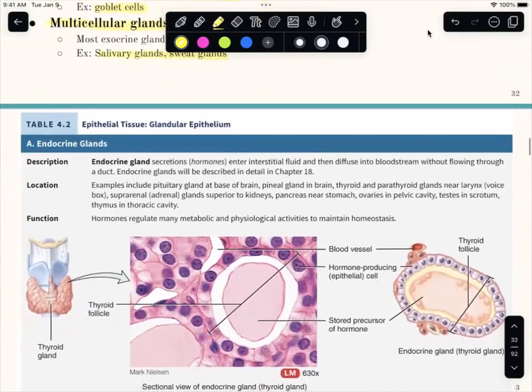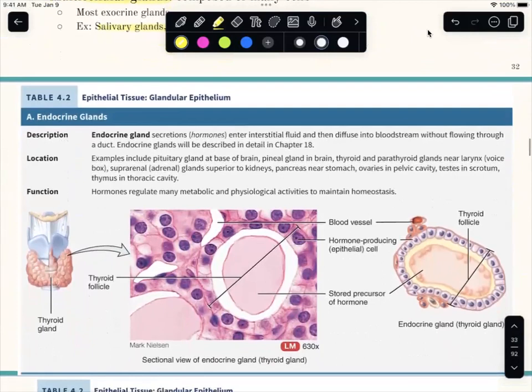So here's that single layer of cells. Here's that thyroid gland I was talking about earlier. And we'll also look at this in lab. This is an endocrine gland. It secretes thyroid hormone that regulates your metabolism, your body temperature. This is just one example. This is a single layer of cells that's making its substance and secreting it into the bloodstream.